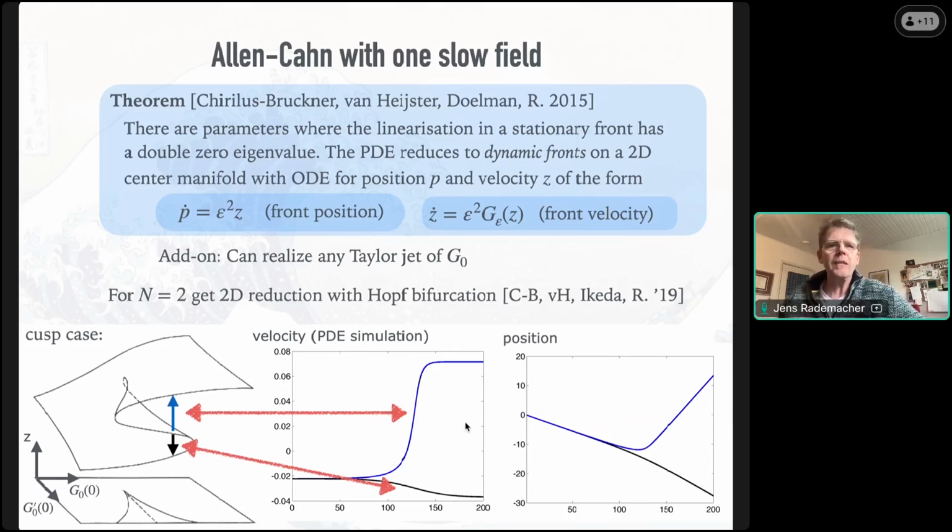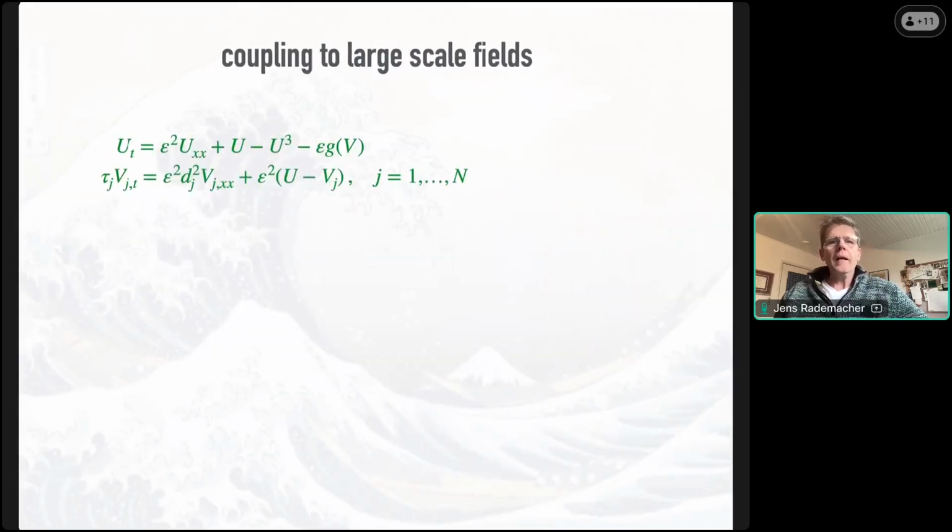And this is kind of what it means that one has these embeddings, that you can design such dynamics in this system. Okay, so now let's look at more fields.